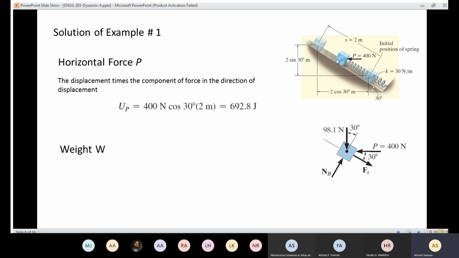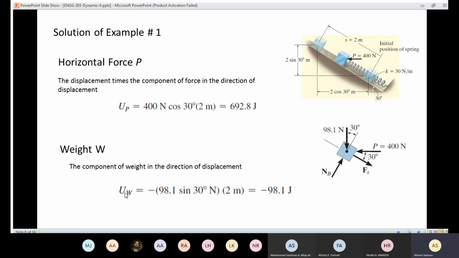Also, remember, we said that if the delta Y is acting upward, not downward, that means the work is going to be negative. Here is the dy, and here I have the weight, which is acting down. So the work done by the weight is going to be minus 9.81 sine 30 times 2 meters. Here I have the difference in y, and it's negative because the difference is upward, not downward.